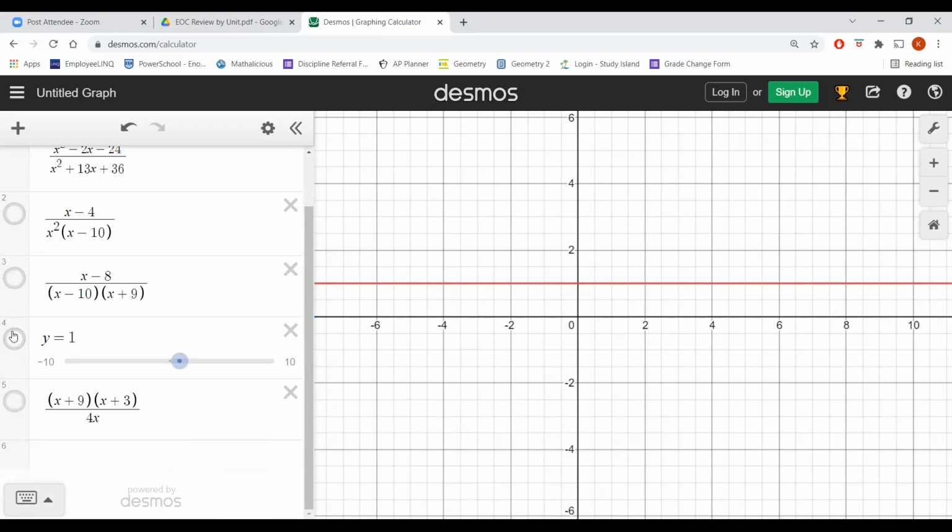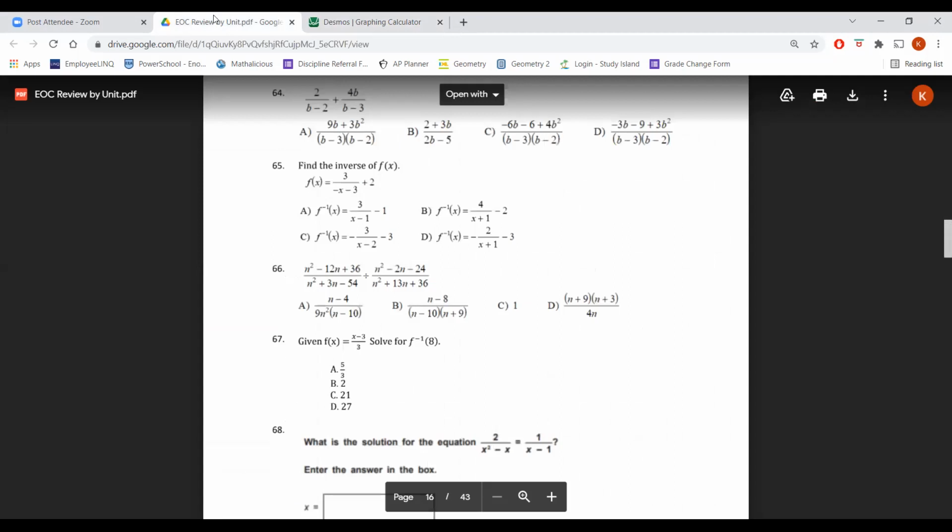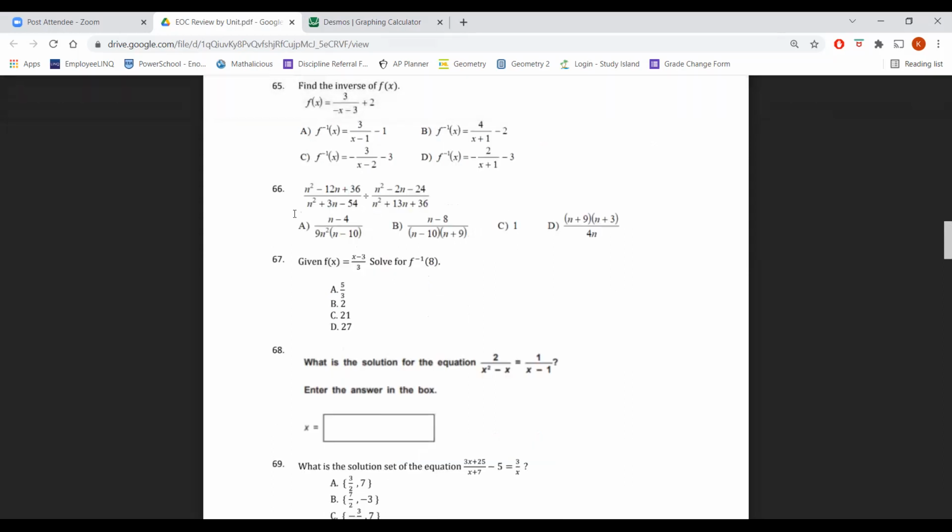Right. So that was 66 or 67? 66. So 66, the answer was C. Apparently, when you do that problem, everything cancels out and you are left with 1. Okay, so let's do one last problem. Last problem is 67. It is an inverse problem, but it's an inverse problem that has to do with rational functions. So I did put it in this unit, but wanted to make sure I covered it.